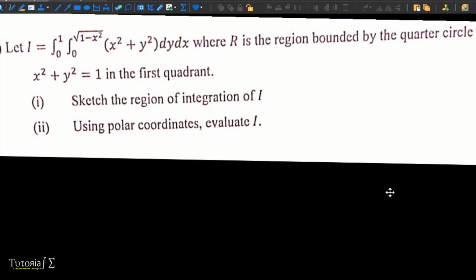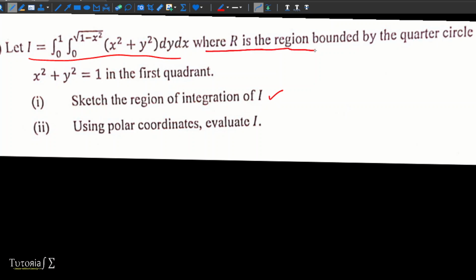Now, in today's lesson, we have this question here. We're asked to sketch the region of I, where I is this integral here, and this integral is bounded by a quarter of a circle of this form in the first quadrant.